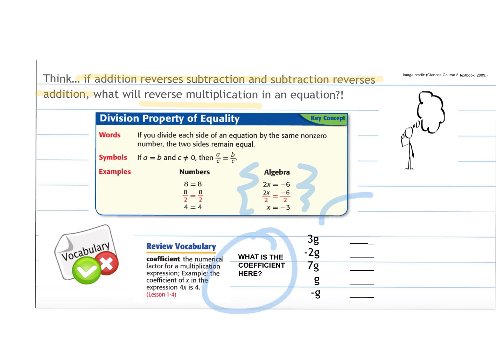So if we look here, 3g, 3 would be the coefficient, negative 2g, negative 2 would be the coefficient, 7g, the coefficient would be 7. Just g, the coefficient would be 1, and negative g, the coefficient would be negative 1.